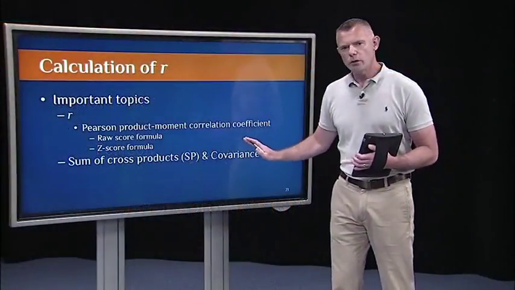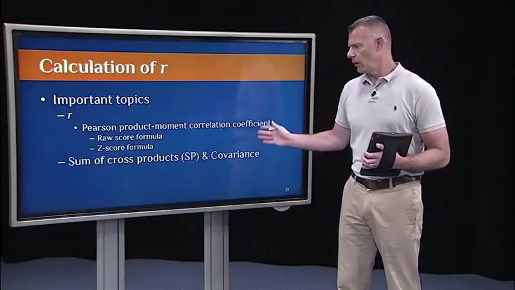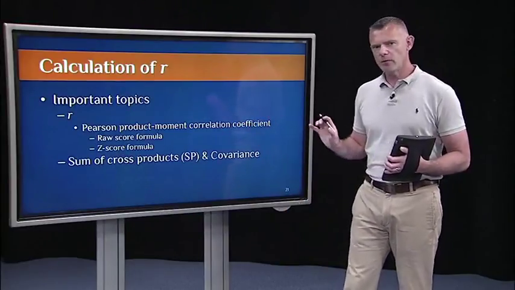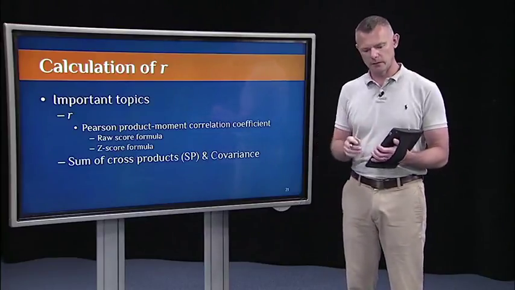There's actually just one new concept here. There's a lot of math that's going to come at you in this segment. The one new concept is sum of cross products and covariance. And I'll illustrate that through the calculations.